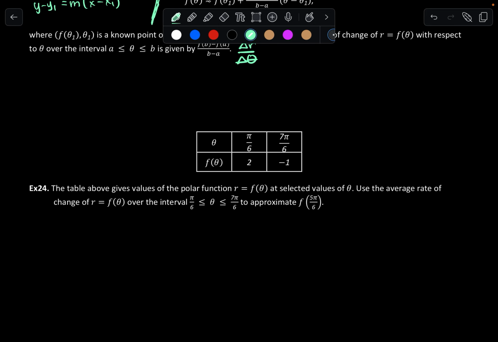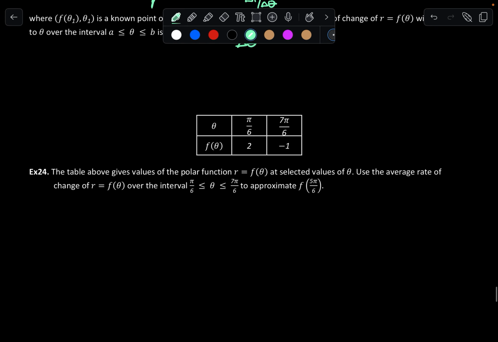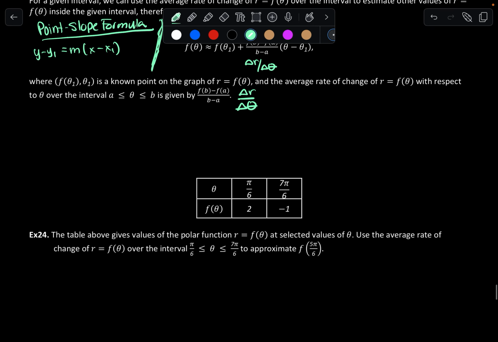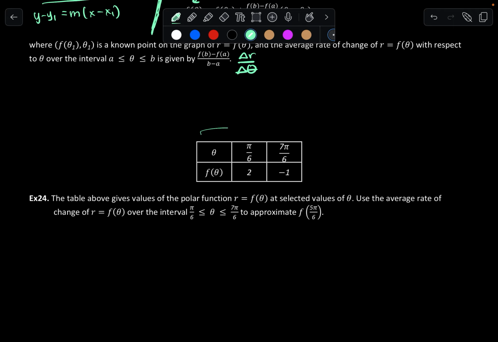Let's see. All right, they haven't asked us to do anything just yet, but we do need to find delta R over delta theta before we do example 24. So our known points, we have two known points. So, okay, let's just do 24. I think it's all going to connect anyway.